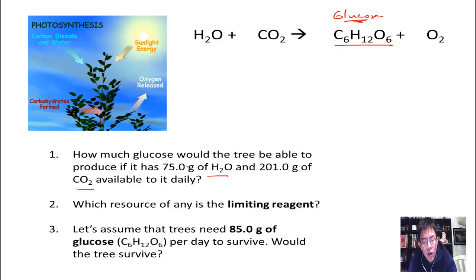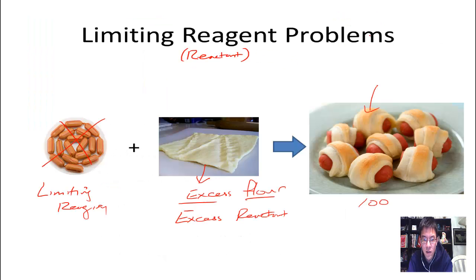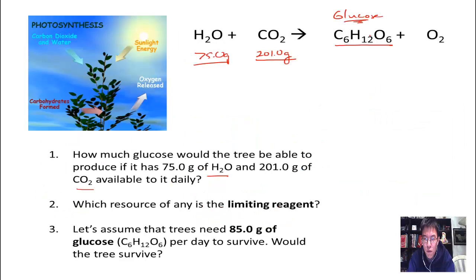So in this limiting reagent problem, they're telling us we have 75.0 grams of H2O available to the tree daily, and we also have 201.0 grams of CO2 available to the tree. It could use both of these resources to make C6H12O6. Kind of like the hot dogs and the flour, they're not exactly going to mix completely and make the exact amount of glucose that you want. They could mix in so that one is left over. I might have too much CO2, or too much H2O, and if one of them runs out, then I can't produce any more glucose.